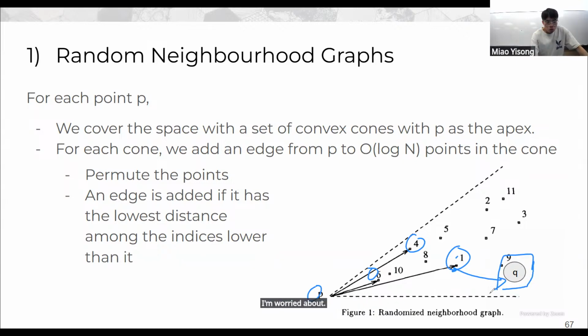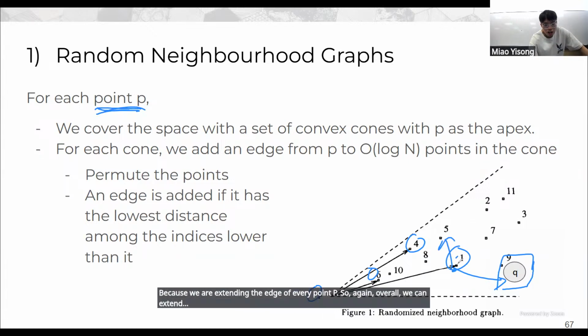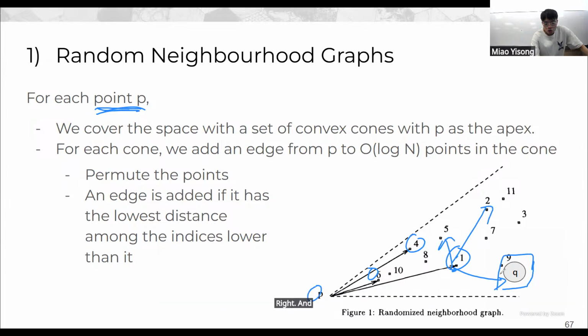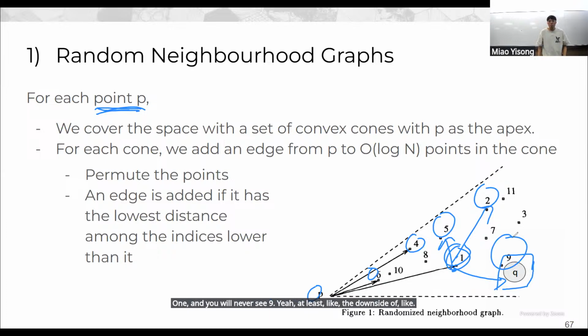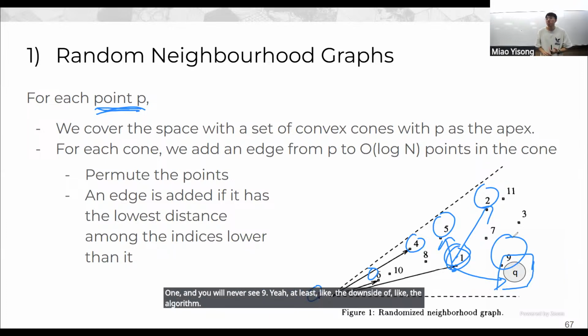So after it goes to 1, what we will do is that because we are extending the edge for every point P. So again, for 1, we could potentially extend to 5, and potentially to 2, right? And Q will only see the edges 5, 1, and 2. It will never see 9. So this is the downside of the algorithm. This makes sense.